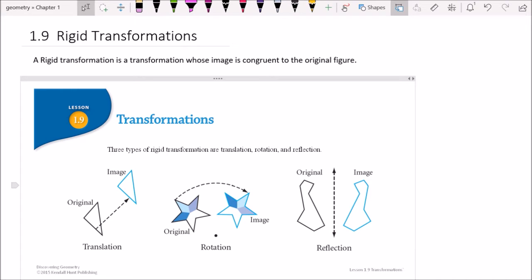Today we're going to talk about rigid transformations. So what is a rigid transformation? It's just a transformation which produces a new image. So you take some shape, and it produces a new version of that shape that is congruent to the original one.